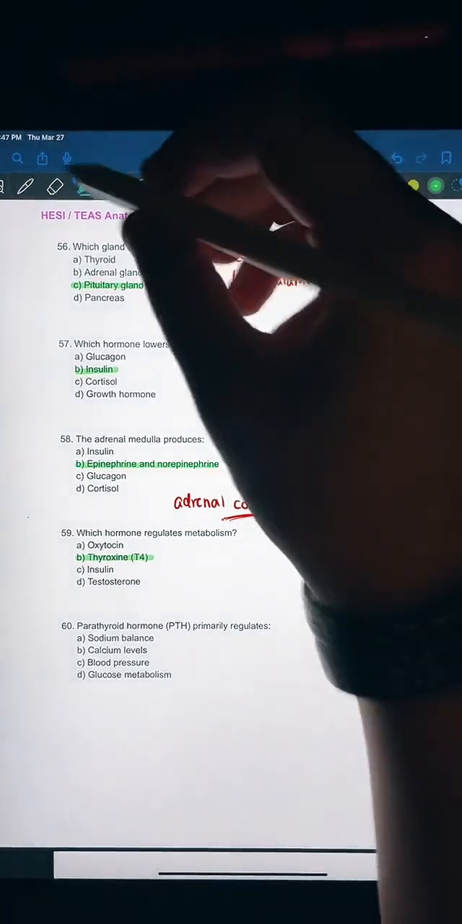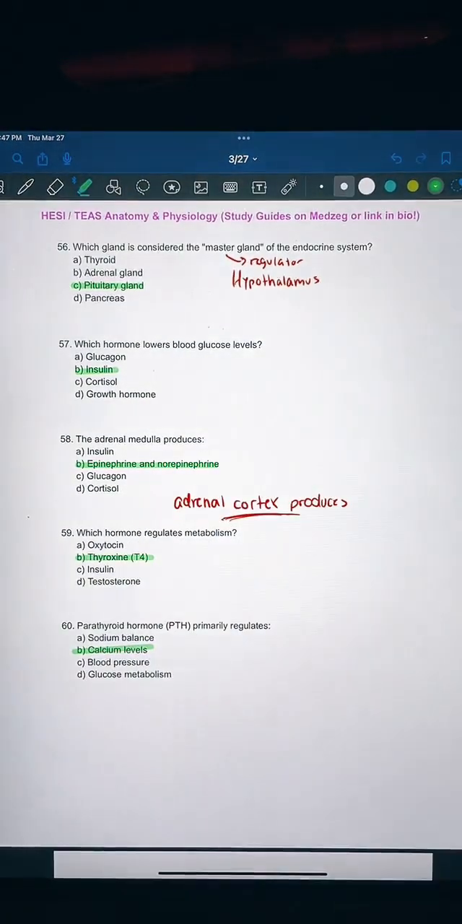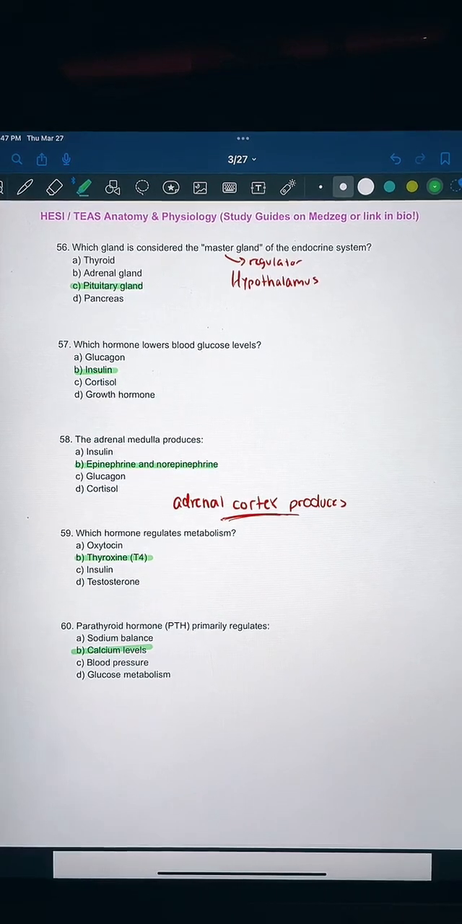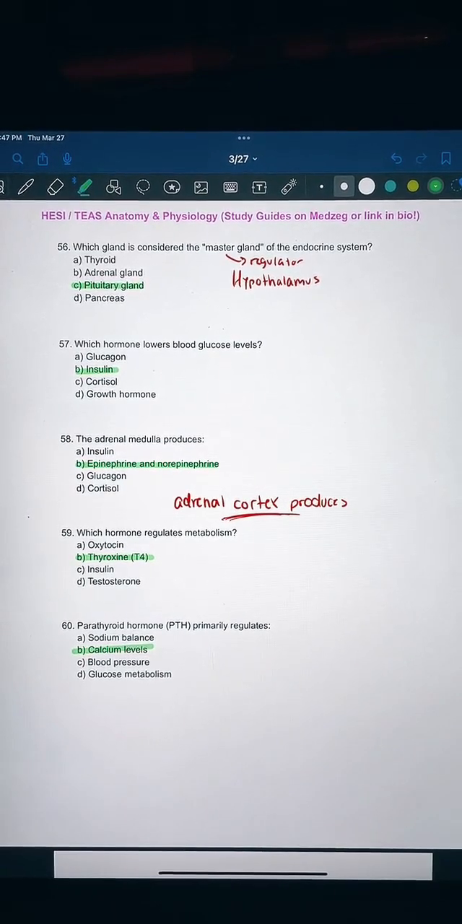60 is B. It is calcium levels. So parathyroid hormone increases blood calcium levels by stimulating bone resorption, or calcium reabsorption. It also increases the activity of osteoclasts to break down bone tissue to release it out into the bloodstream.